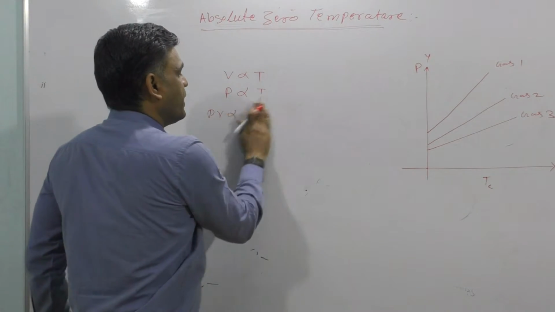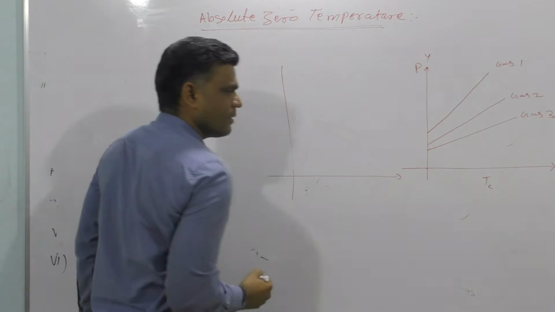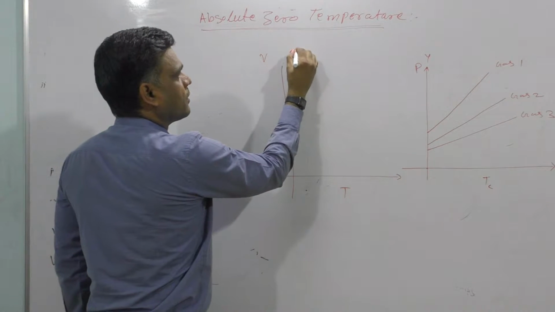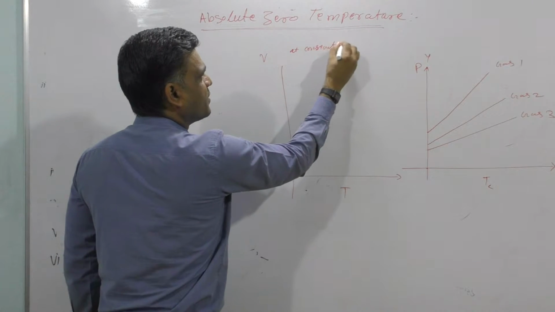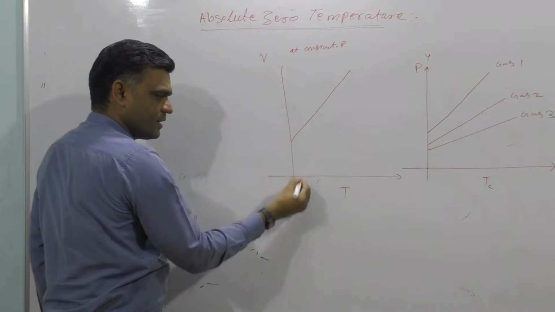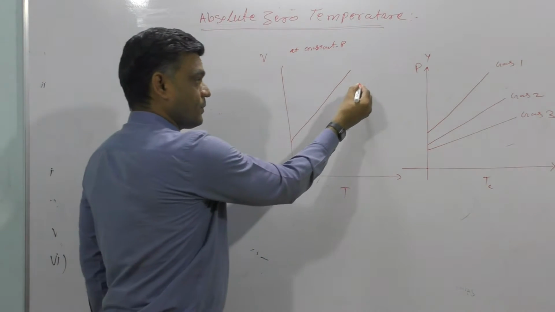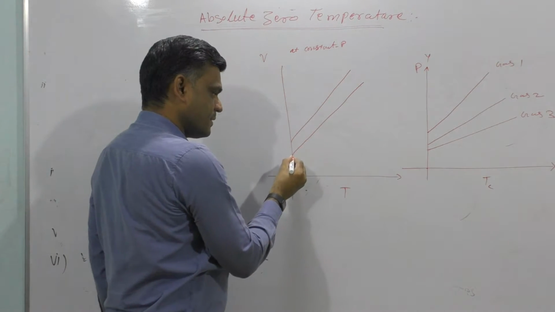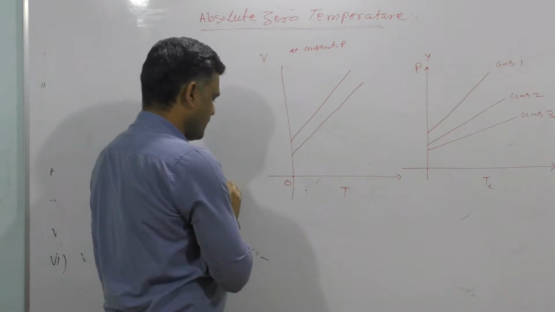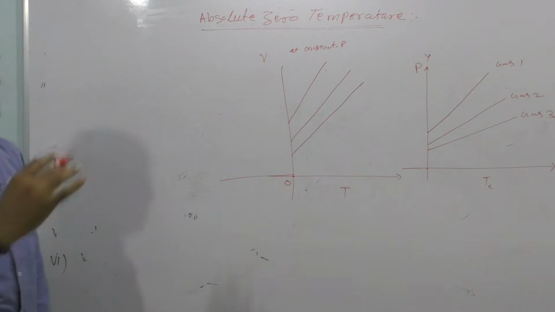Similarly, I draw here another graph, temperature versus volume at constant pressure. Okay, I obtain the same nature. As the temperature increases, volume also increases. For another gas, as the temperature increases, volume also increases. For another gas again, as the temperature increases, volume increases.